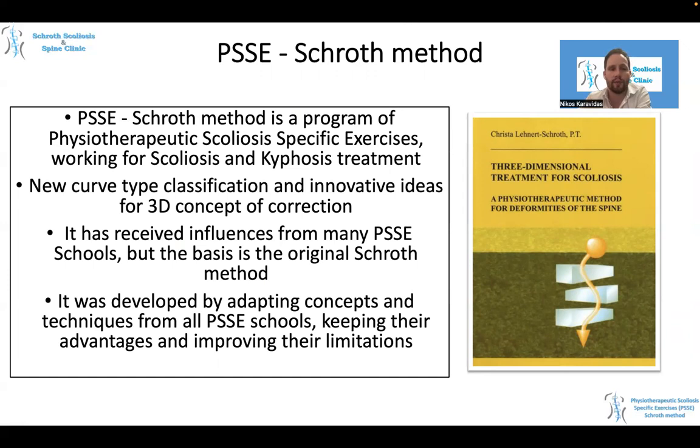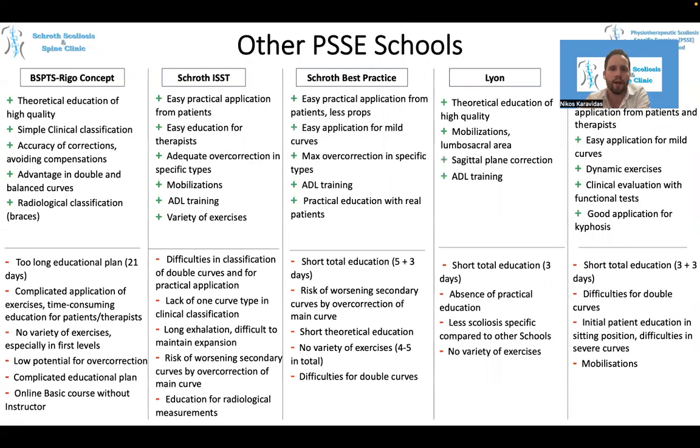so far. But the basis is the original Schroth method, and it was developed by adapting concepts and techniques from all these PSSE schools and trying to keep all their advantages and to improve all their limitations. So this was the purpose for developing this new technique.